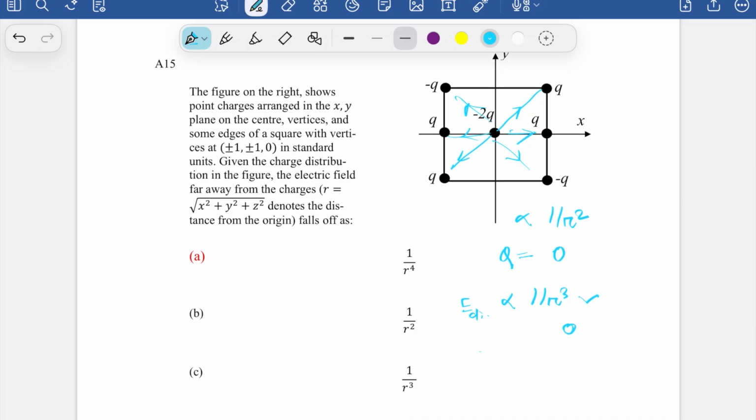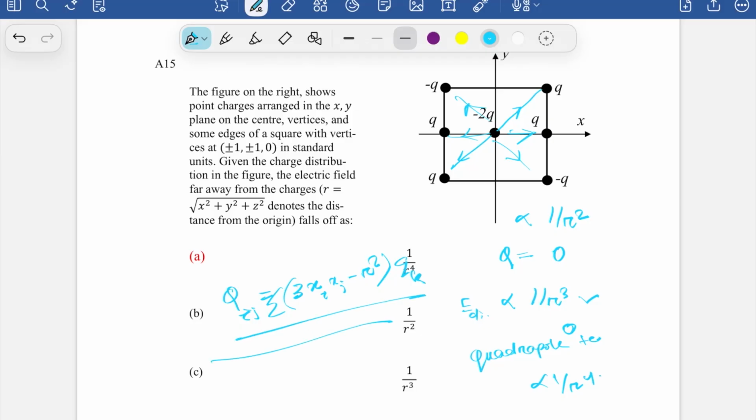Next we will go to the quadrupole term, which goes as 1 over r to the power 4. If you compute the quadrupole term Q_ij, which is equal to the sum over q_k of 3 x_i x_j minus r square delta_ij, then you will see this is not vanishing, so this term will contribute. So the correct option is option A.